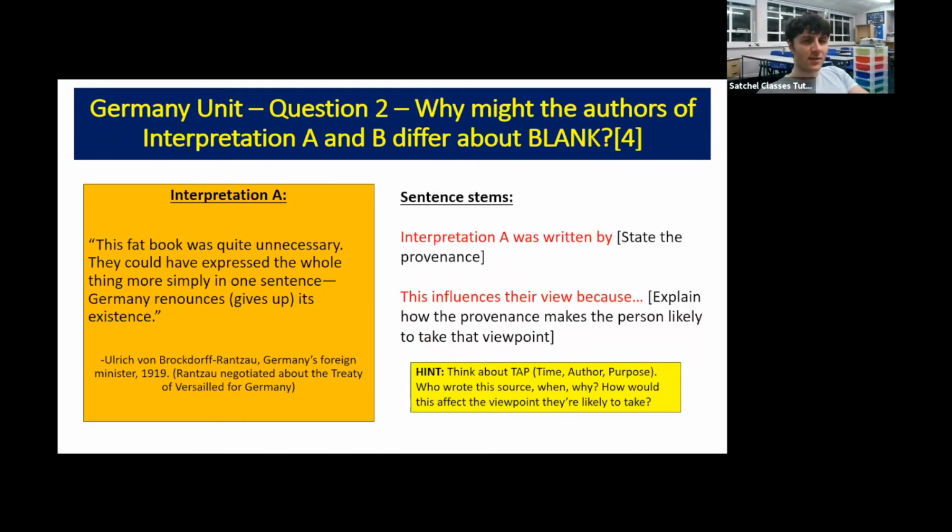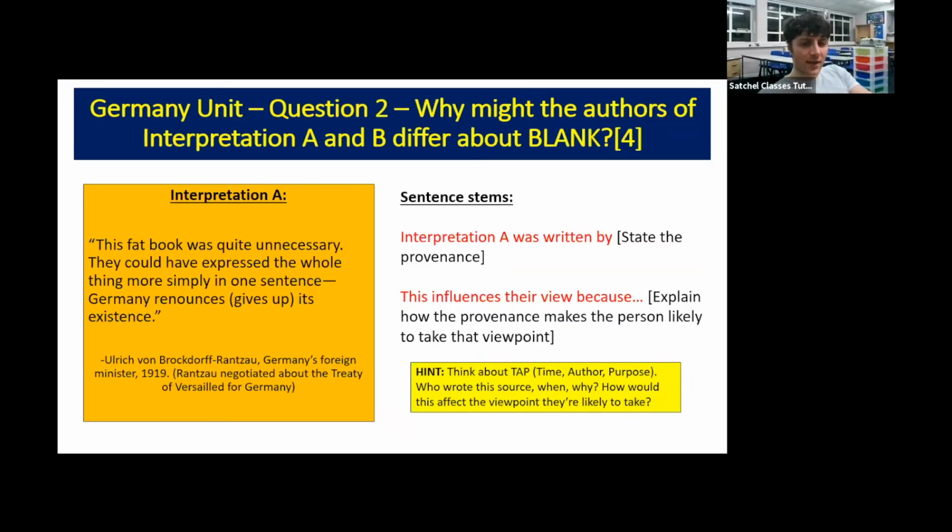So sentence stems here would be: interpretation A was written by, and then you state what the provenance is. So that would be Ulrich von Brockdorff-Rantzau, Germany's foreign minister. This influences their view because, so what is it about who he is that makes him likely to be negative about the Treaty of Versailles? Well, he's a German. He's the foreign minister for Germany who's actually negotiating on the Treaty of Versailles, and he's speaking in the same year that the treaty was signed, 1919.